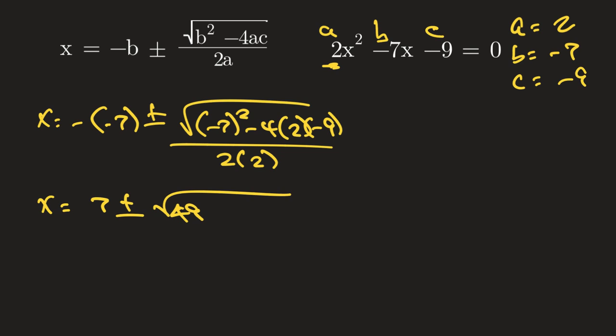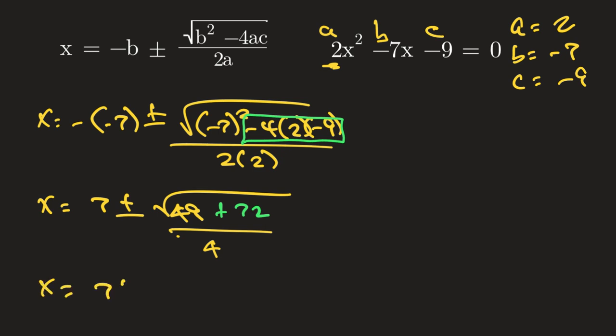And then remember right here, we need to multiply all 3 of these things together. What's negative 4 times 2? Negative 8. And negative 8 times negative 9? 72. Positive 72. All over 4. 2 times 2. Everybody good so far? Let's go ahead and simplify the radical.